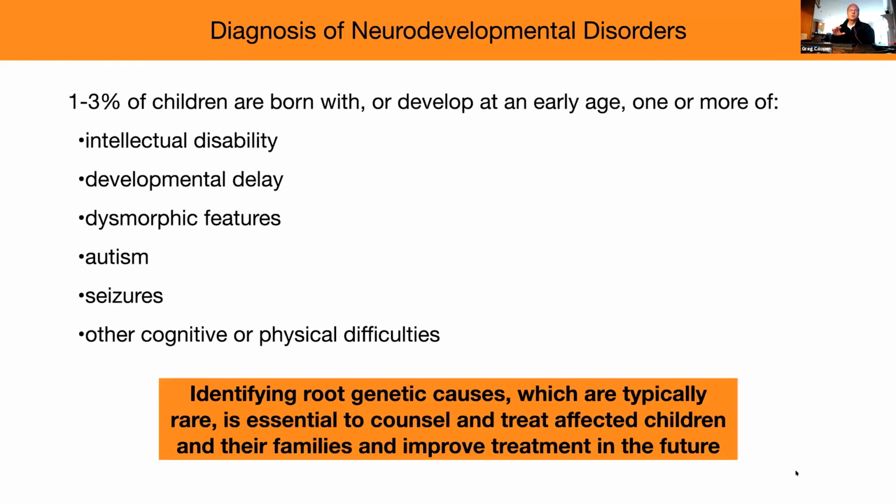Identifying the root genetic causes of these conditions, which are very often individually rare Mendelian disorders, is crucial to best counsel and treat the affected children, to come up with the best therapies we can, but also to counsel their families about what to expect and how to best manage their child's symptoms. And in the long run, genetics is powerful at targeting the underlying root causes in terms of identifying new drugs, new therapies, and new strategies to improve outcomes down the road.